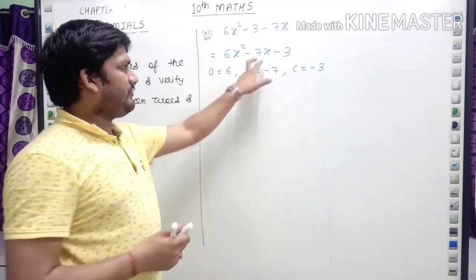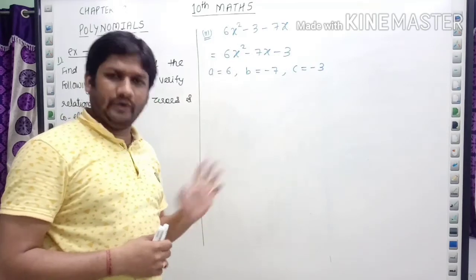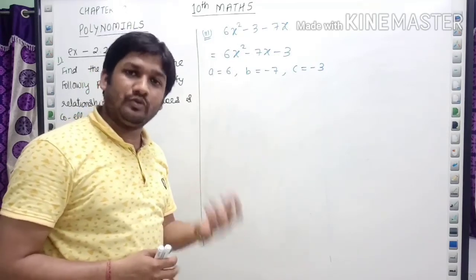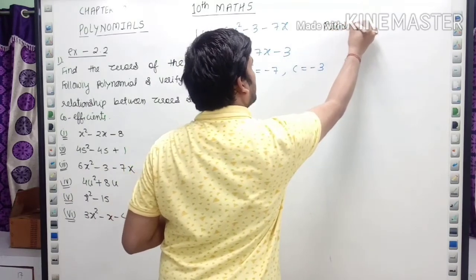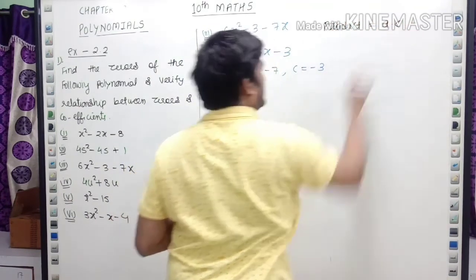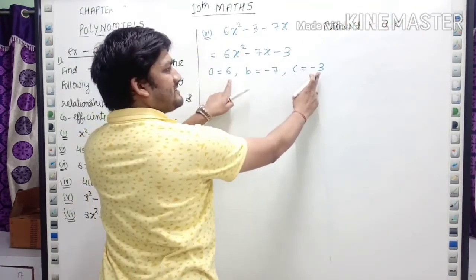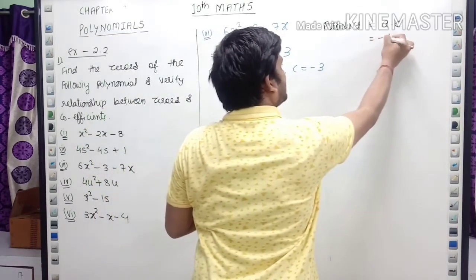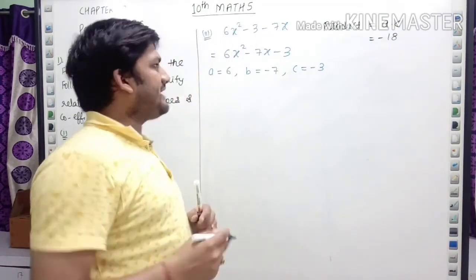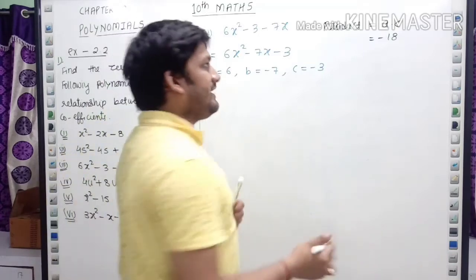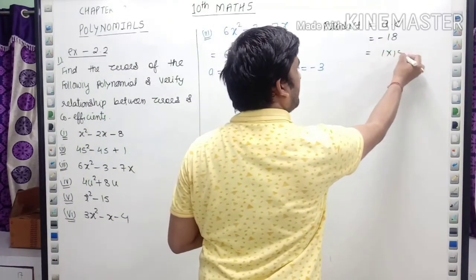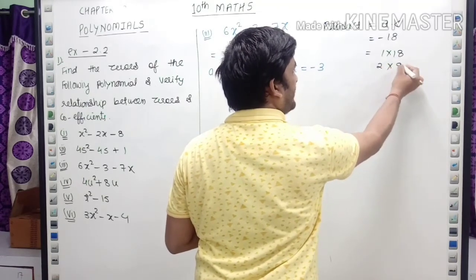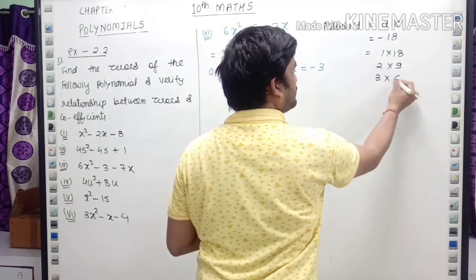If you split the middle term directly, you can do it, but I am just explaining how we can do this. We always calculate the product. Product we get by A into C. What is A into C? 6 into minus 3, minus 18. Now this minus 18, you can write in how many ways? If I neglect the negative sign, 1 into 18, 2 into 9, 3 into 6.